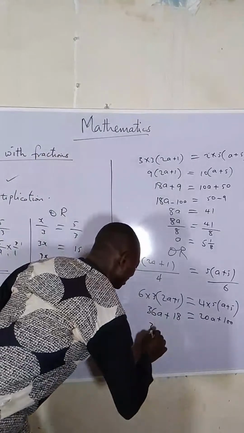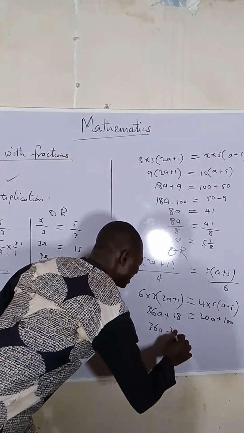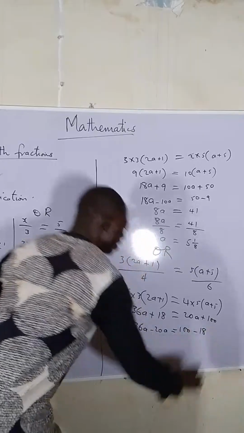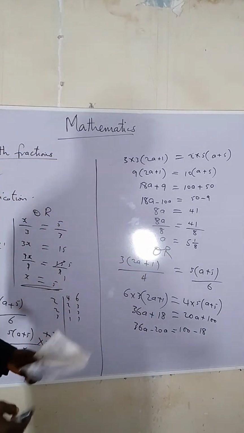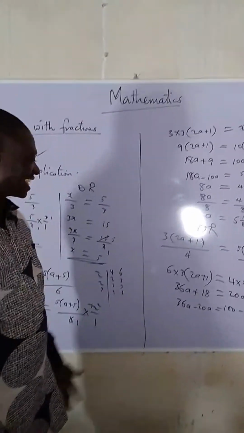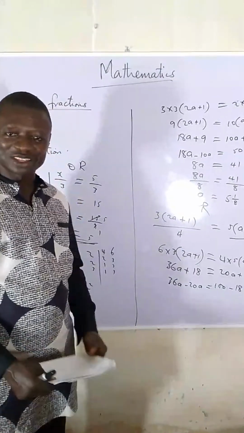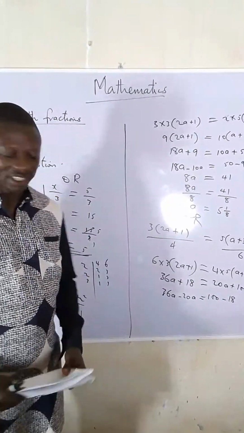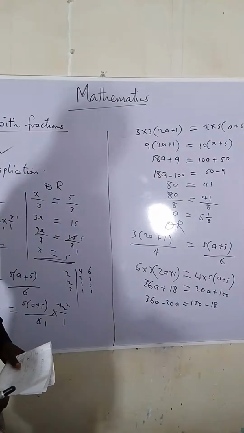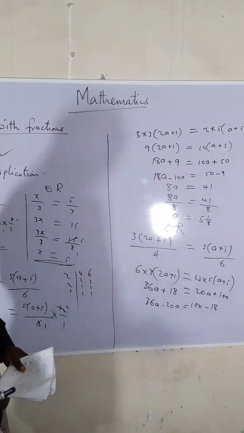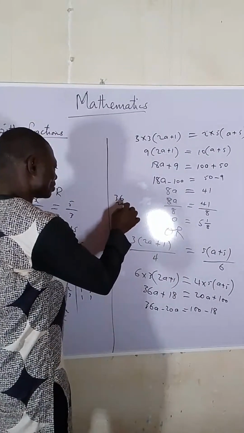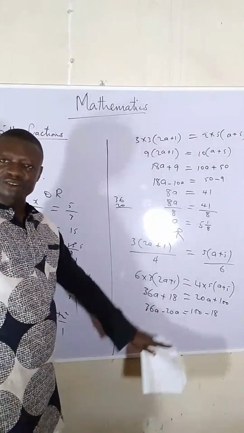What do we do? 36A minus 20A is equal to 100 minus 18. Let's see what we're going to get here and find out whether we're going to get the same answer as what we got there. That is going to at least satisfy our curiosity that both methods give us the same answer. And so 36 minus 20 will give us 16, isn't it?